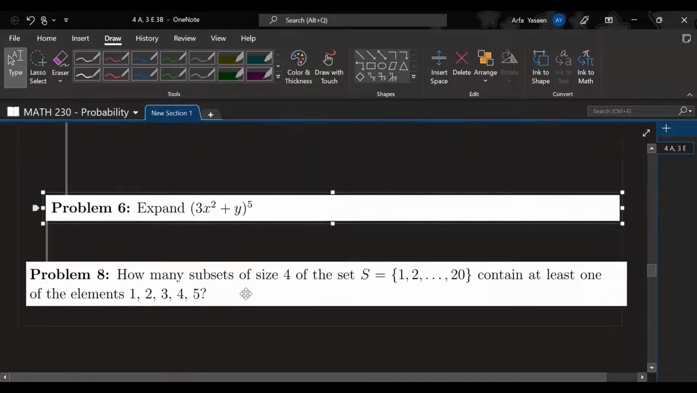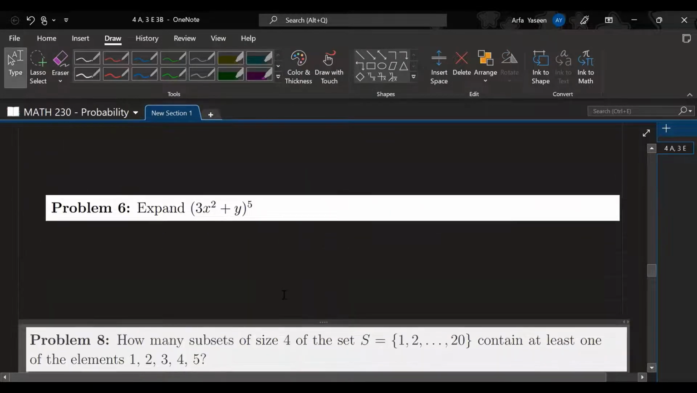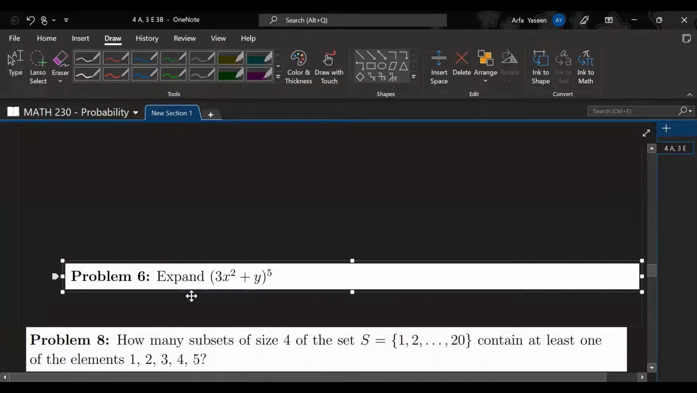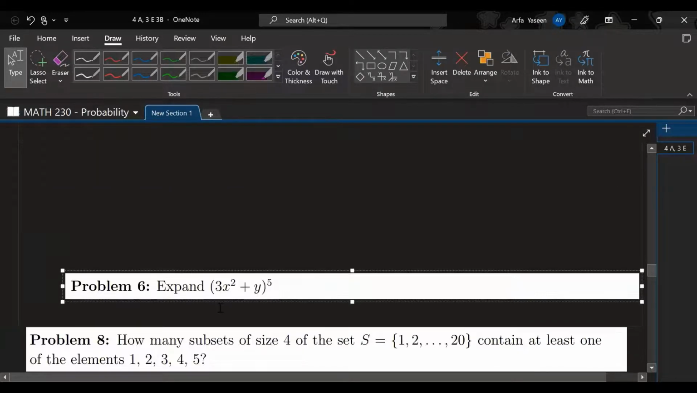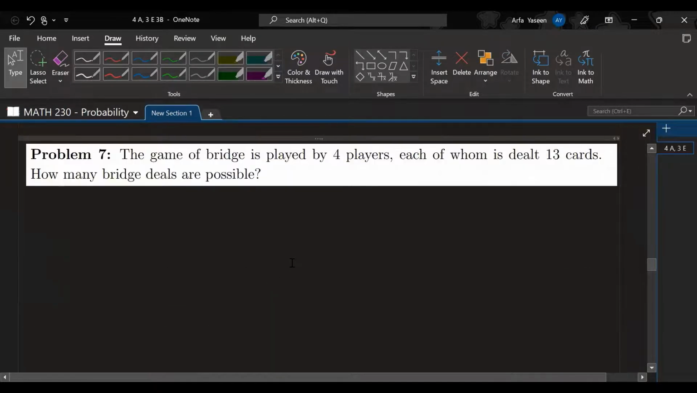If this is too easy for you guys and you want to straight up skip to the later questions, do let me know. I think I won't do problem 6. It's just the binomial theorem.